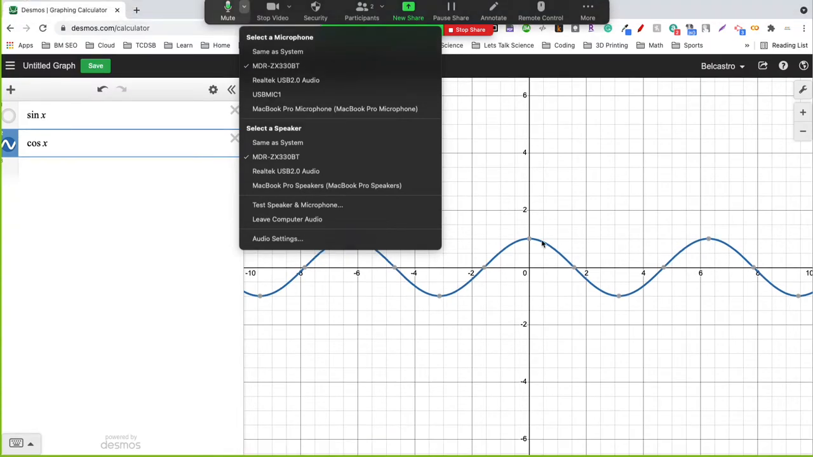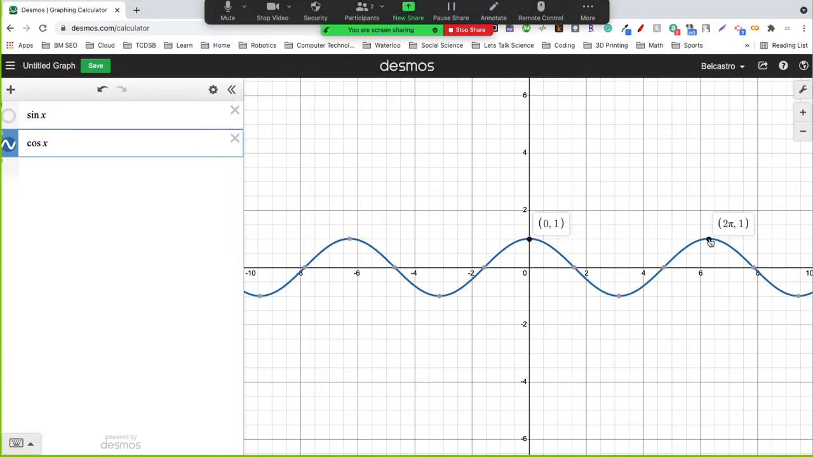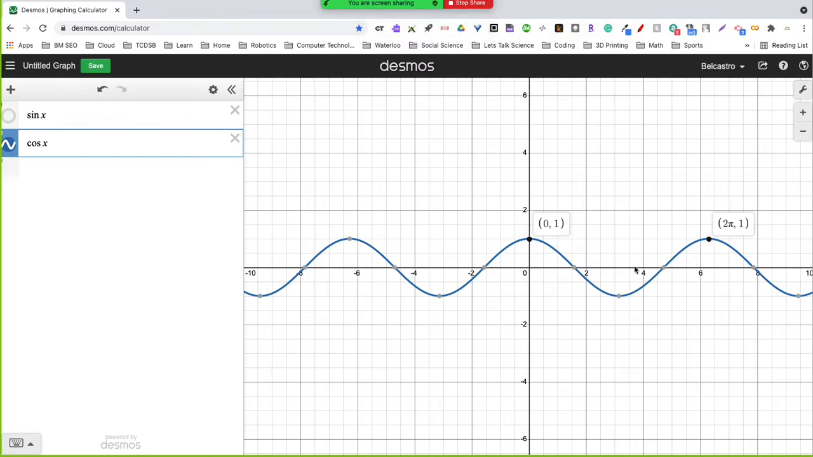Okay, so this one's period takes 2 pi also. It's the exact same period. The only difference is it looks like we're starting at peaks and there's a little trough down here. So it's the same period, but instead of starting at the middle and going up and down, we start at the top, we go all the way down and come back to the top again.